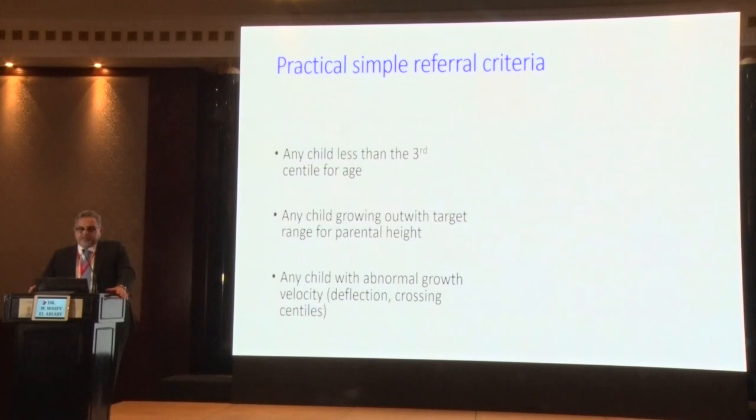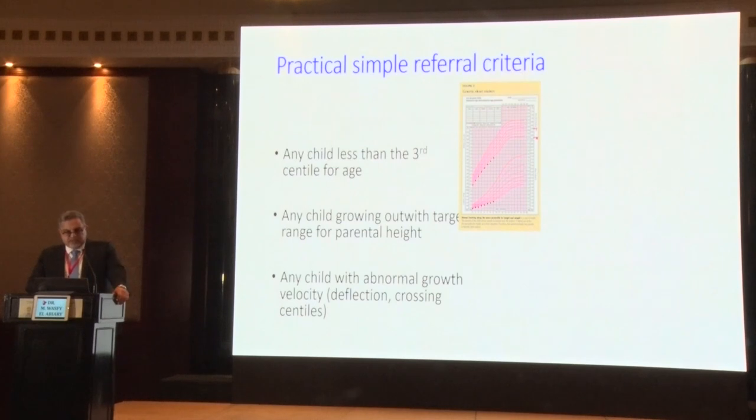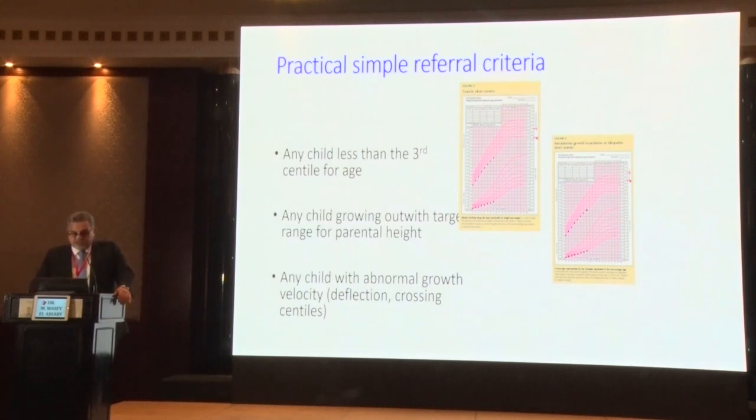Now, the practical simple referral criteria for short children from primary care: any child less than the 3rd centile for age on the plot, even if he or she is developing normally. Any child growing outside the target range for parental heights. Suppose I'm growing nicely at the 5th or even 10th centile, but my parents are tall with a mid-parental centile of the 50th. Then I'm growing outside the target, and there is a problem. Any child with abnormal growth velocity, deflection, or crossing centiles, obviously.